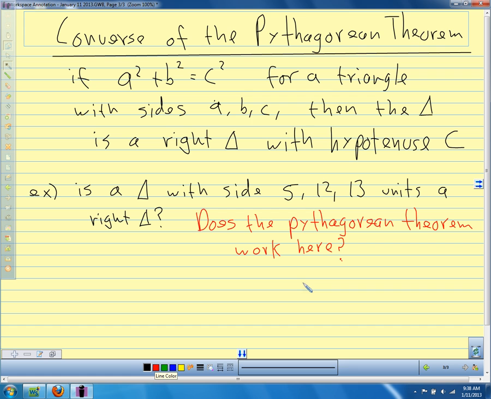So which side, 5, 12, or 13, is going to be C? 13. The longest side has to be C, so I'm going to put this as C. I'm going to say this is A, and this is B. It doesn't matter which other one's A and B. 13, the longest one always has to be the hypotenuse, C. So we want to say, does 13 squared equal 5 squared plus 12 squared? That's what the question is asking us. Are these equal?